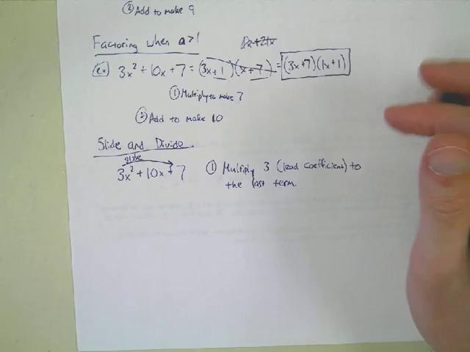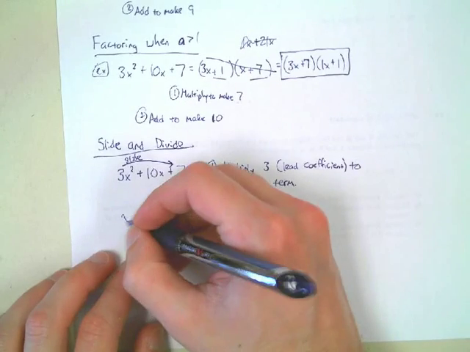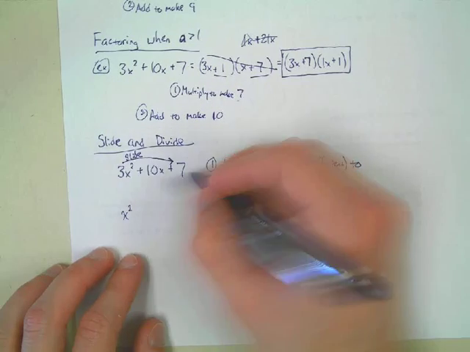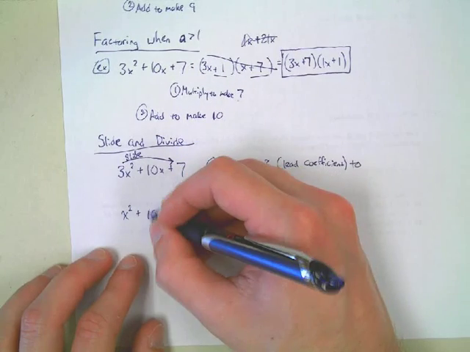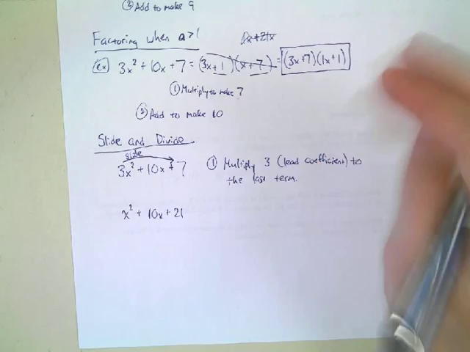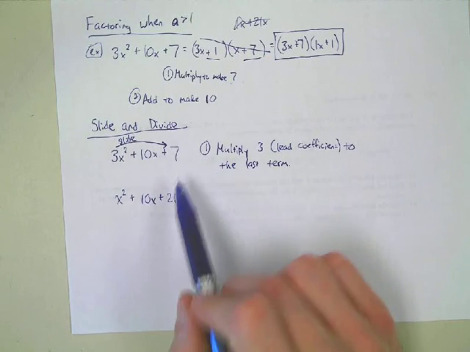Okay, and by sliding that 3 back, we're going to then have x squared, right? The 3 slides away back to the 7 there. X squared plus 10x plus 21. Okay, so the 3 slides back to multiply with the 7, and so we get this new problem.